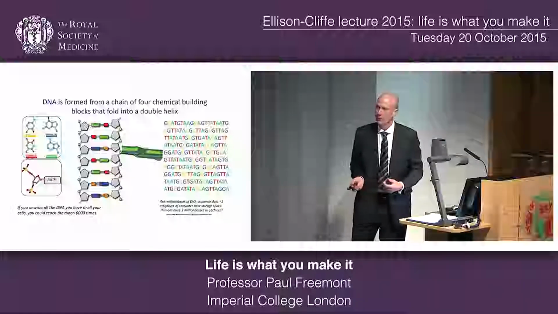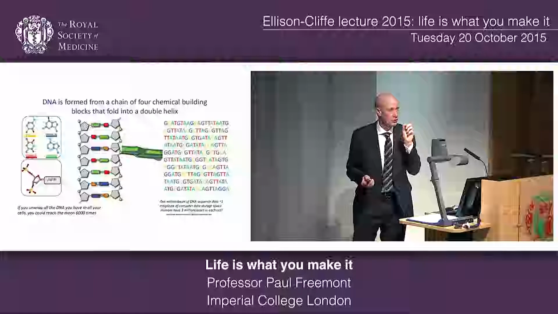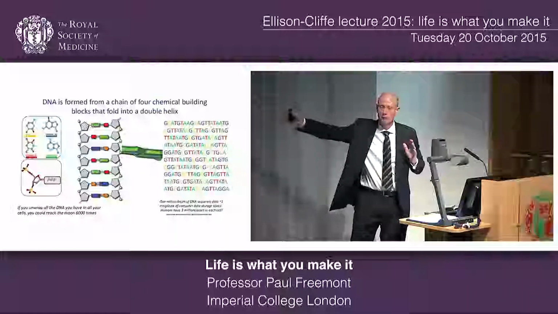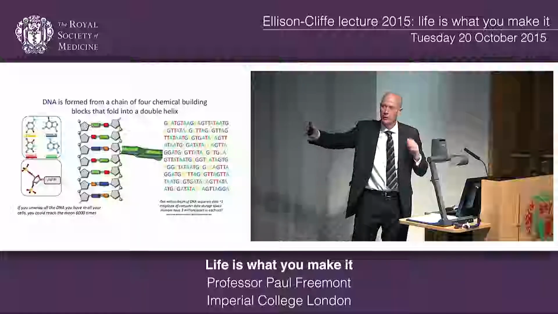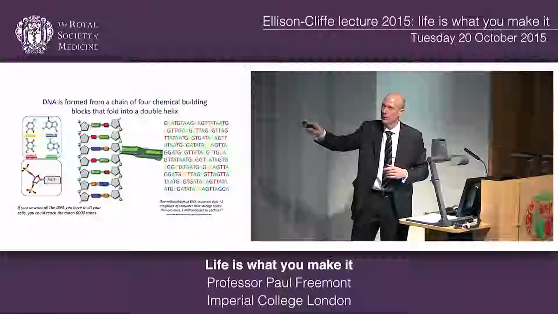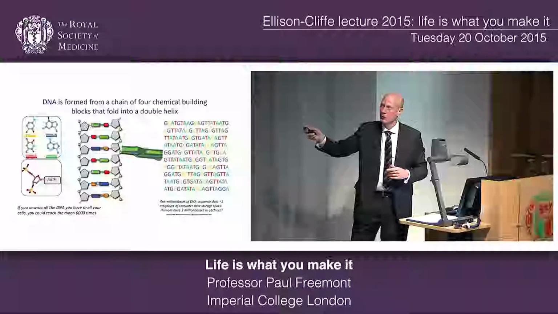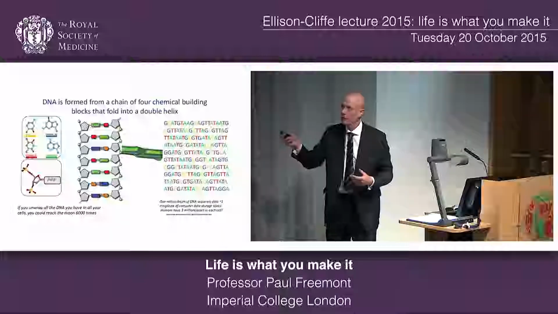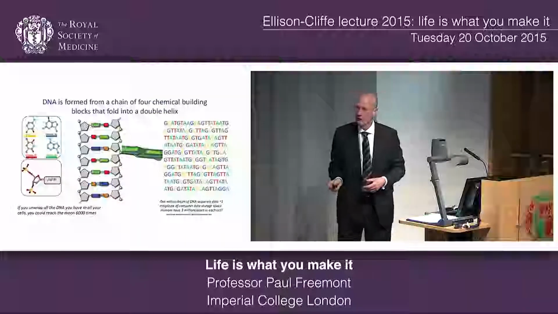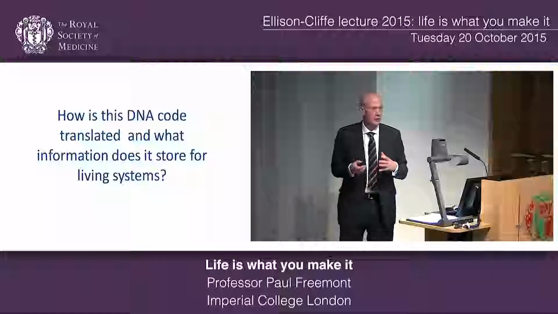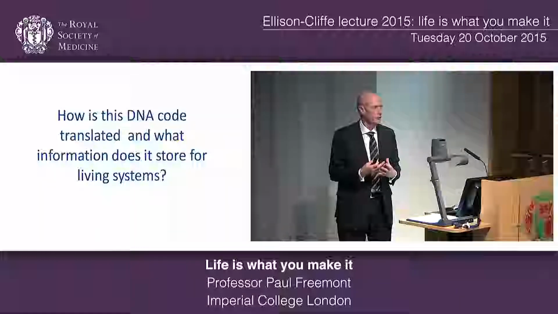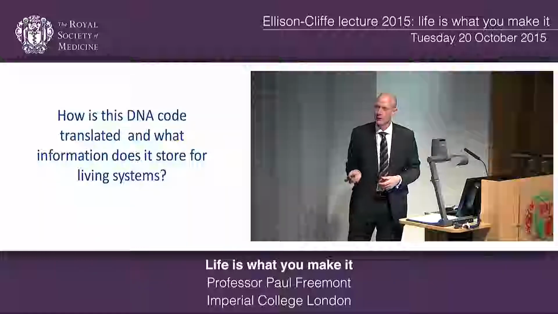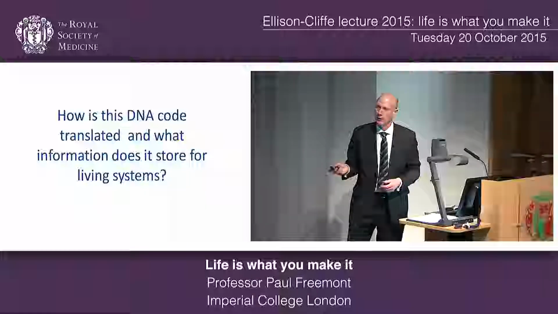Now, it's a simple molecule in the sense GCAT, but it's complicated when you have millions of these chains linked together. So in computer terms, we usually refer to it like this. We have a sequence, a DNA sequence, GCAT, GCA, and that's the sequence. Now, the question is, how is the code, which is the instruction set for all living systems, translated? So how do we translate it? And what information does it store for living systems?